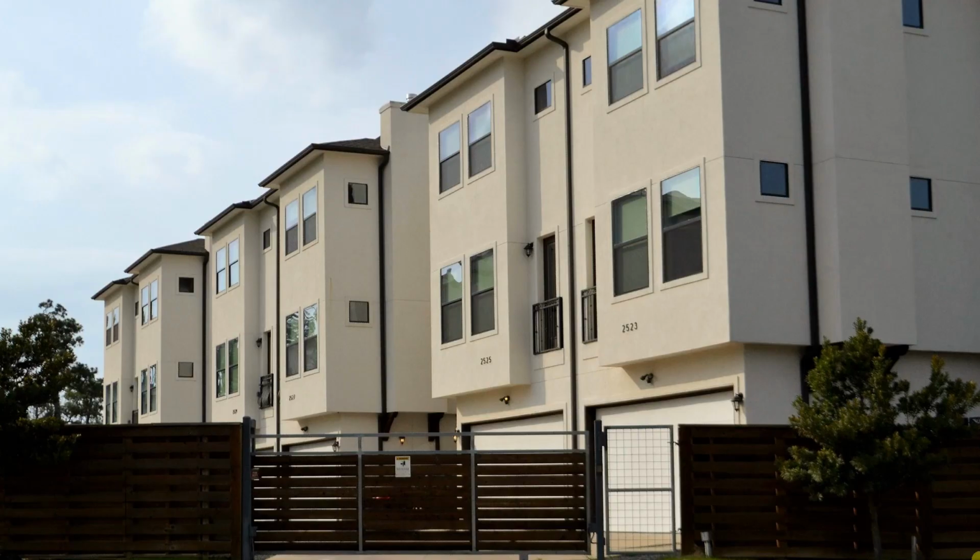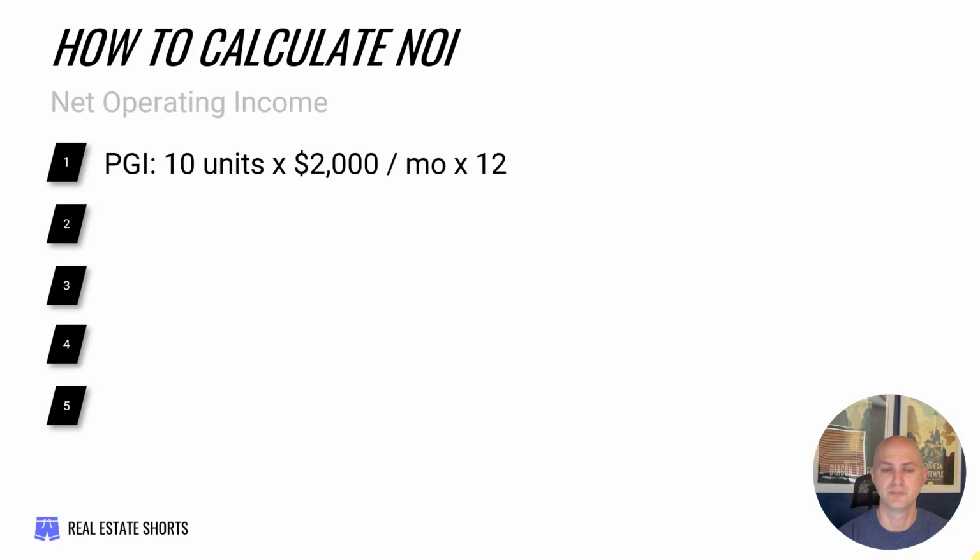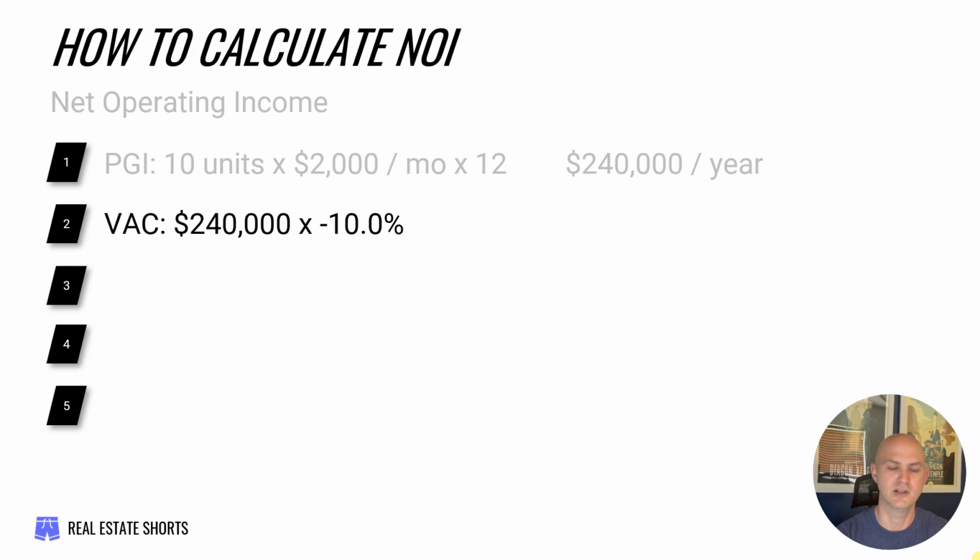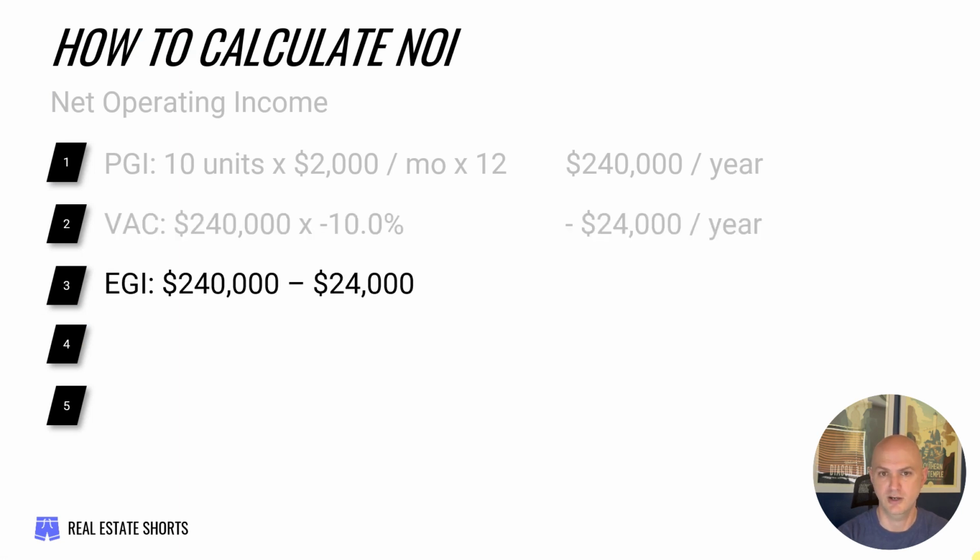So let's take a look at an apartment building as an example, just so we can take a look at how we can apply some of these numbers in this order. So let's say you have 10 units. They rent at $2,000 a month for 12 months. So 10 times 2,000 times 12 is $240,000 a year. Now let's assume that there is a 10% market vacancy allowance. So 10% of 240,000 is $24,000. So EGI is the difference between the two. So now we have effective gross income of $216,000.